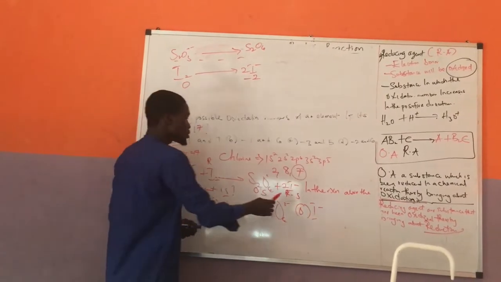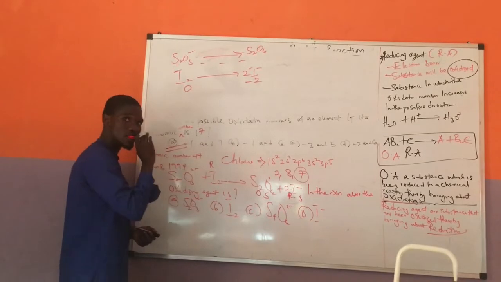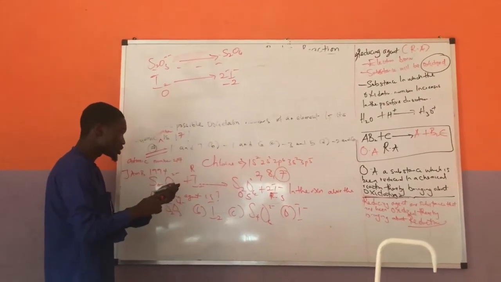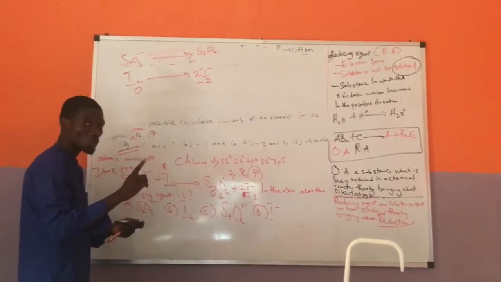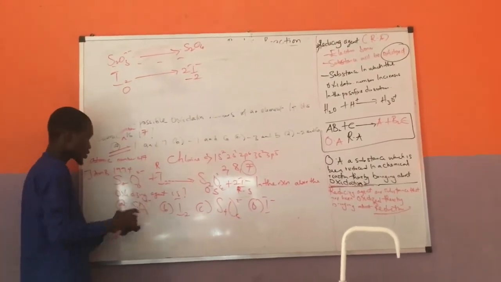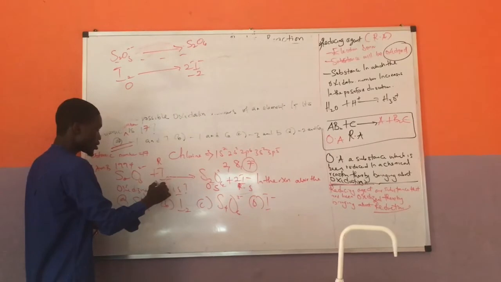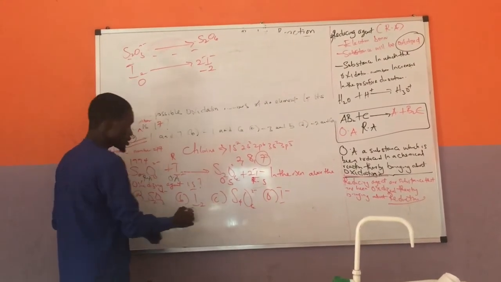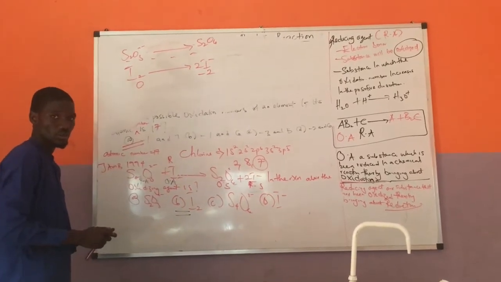So if we have this to be by reducing agents, to have been reduced, acting as a reduced substance now. And when the substance is being reduced, it brings about what we call oxidizing agent. So this is my oxidizing agent, while this is my reducing agent. So my answer is what? B. Do you see it now?